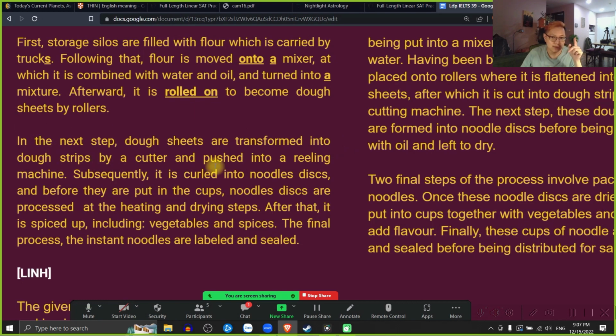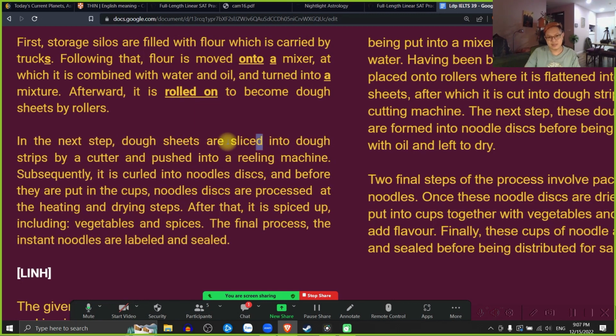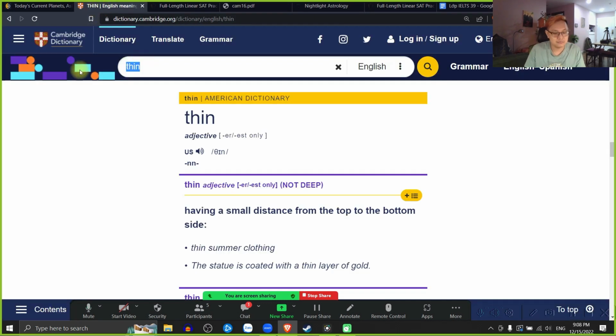Transform into those strips. Biến đổi, transform thì nó cũng hơi quá đáng. I think slice, bây giờ mới là slice nè, bây giờ mới là cắt mỏng rồi nè. Here you slice. Slice, cắt miếng into those strips by a cutter. Bằng cái đồ cắt. And push into a reeling machine. Cái máy cuộn.